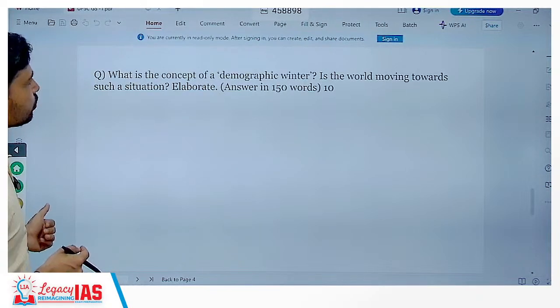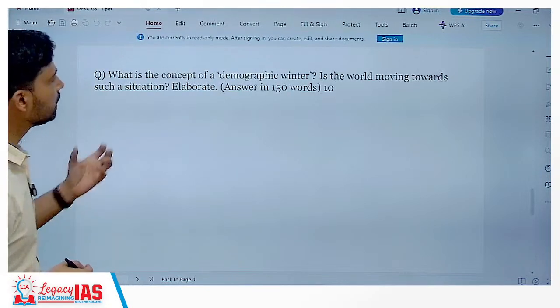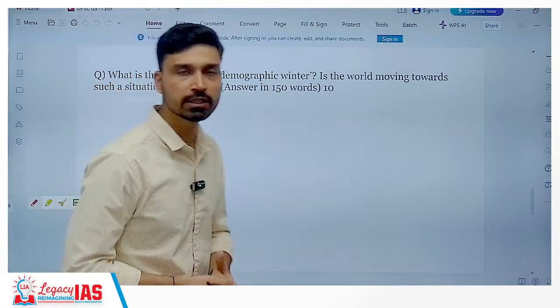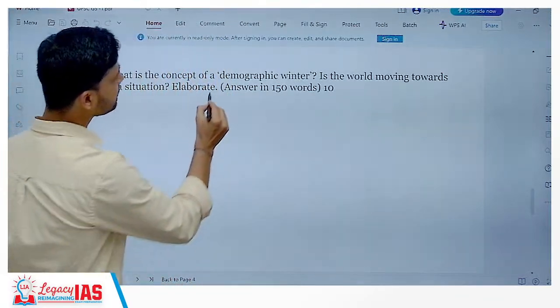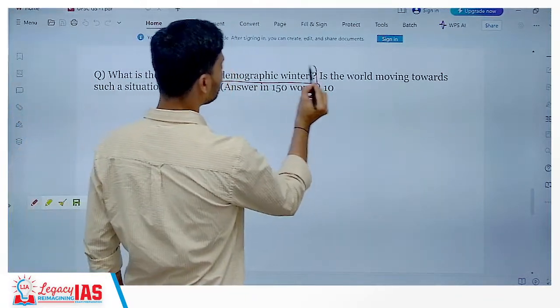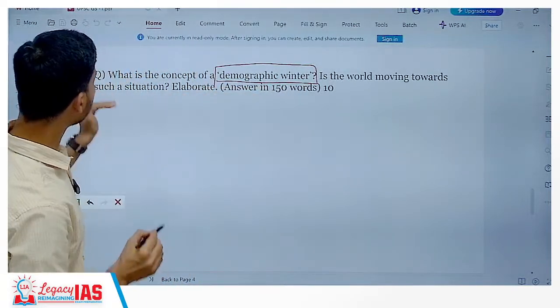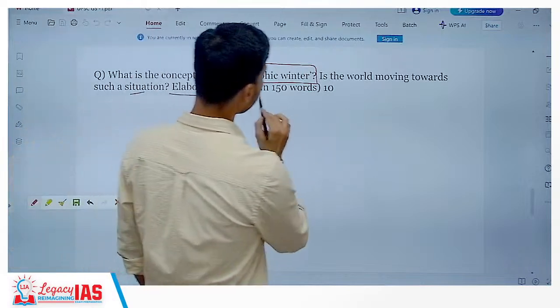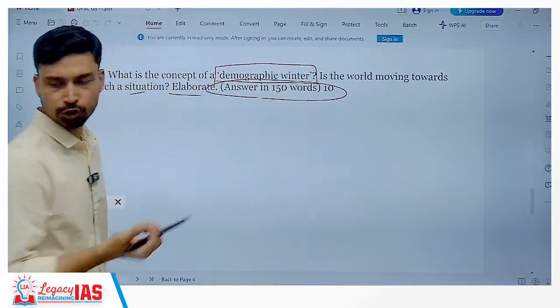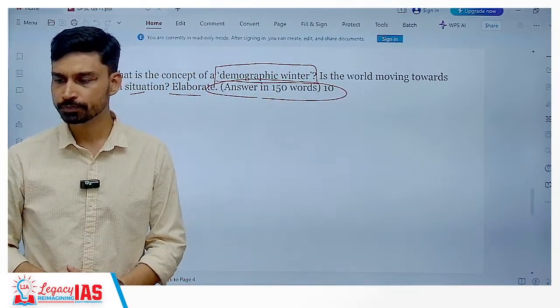Now coming to the next question that is asked from the human geography, the population chapter specifically. They have asked about the concept of demographic winter, and the second part of the question is: is the world moving toward such a situation? Elaborate. Again, it is a 10-mark question, so you have to write a very short answer, about 150 words.